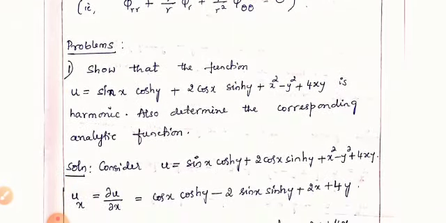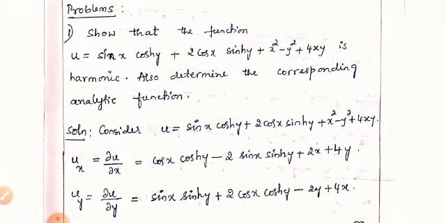Take the first one. Show that the function u equal to sin x into cos hyperbolic y plus 2 cos x into sin hyperbolic y plus x² minus y² plus 4xy is harmonic. Also determine the corresponding analytic function.